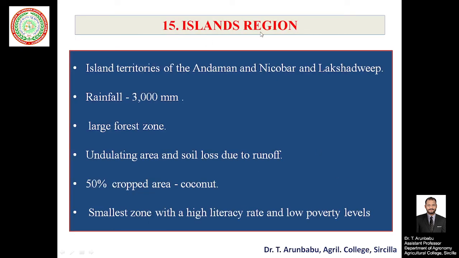And last one, islands region. Island territories of Andaman Nicobar and Lakshadweep come under this region, and rainfall is very high, that is 3000 millimeter of rainfall. And a large forest zone we can see in the islands region. And undulating area and soil loss due to soil runoff. And 50% of the crop area comes under coconut plantation only. And it can be said to be the smallest zone with a high literacy rate and low poverty levels.